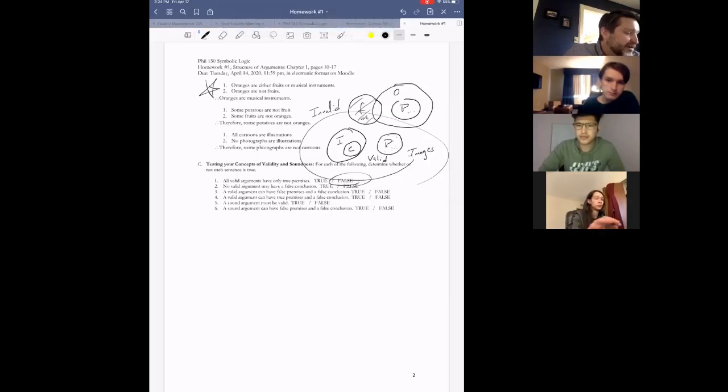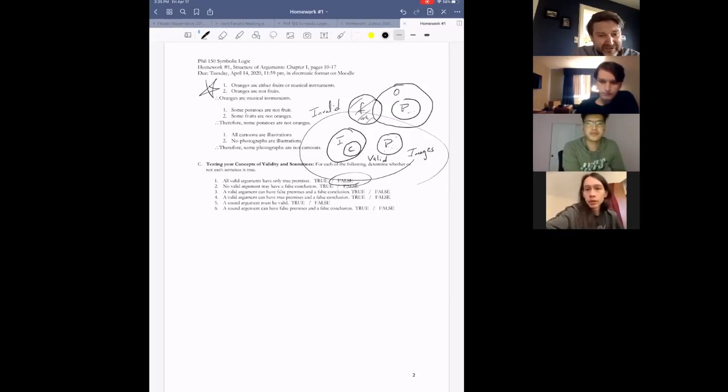Statement two: no valid argument may have a false conclusion. Is this true or false? You can do a show of hands if you want. Oh, Simon's hand was up. Is that the question from earlier, Simon? Okay, yeah, that was from earlier. Say yes if you think this is true, no if it's false. No valid arguments have a false conclusion. It's false. Yeah, this one's false.